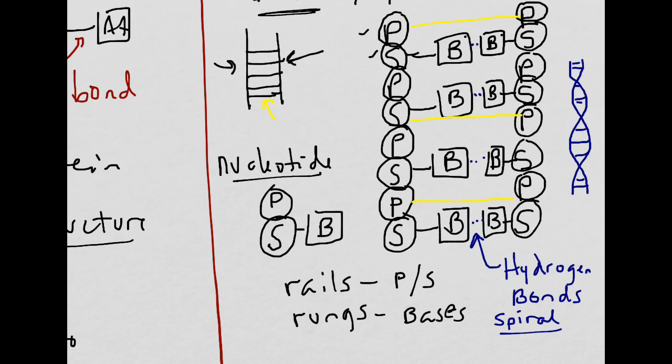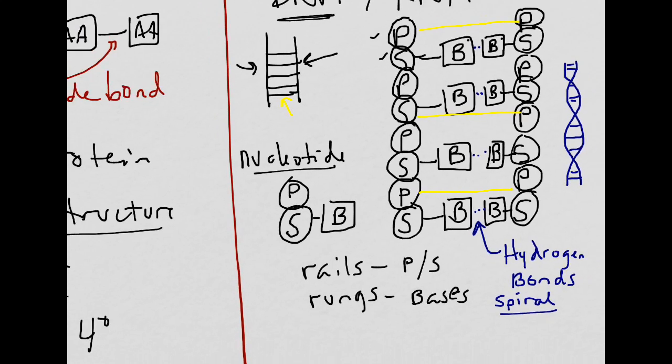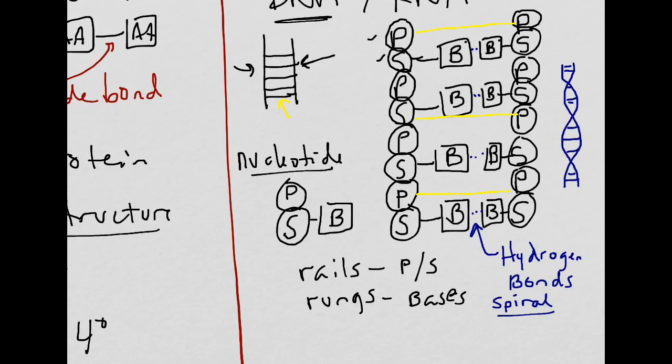That's DNA. If we were going to draw RNA, we would just draw half of that. We draw one rail and half a rung. Half rungs.